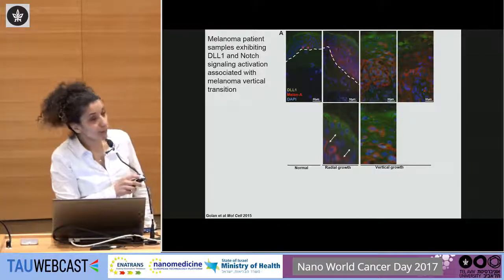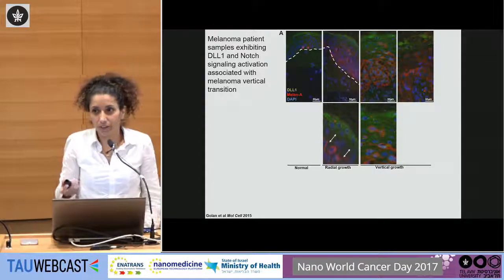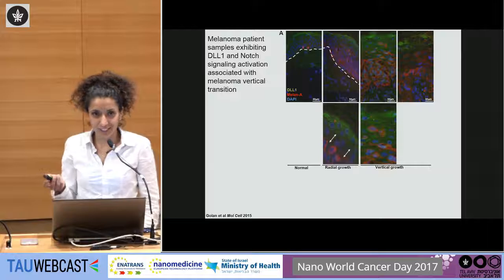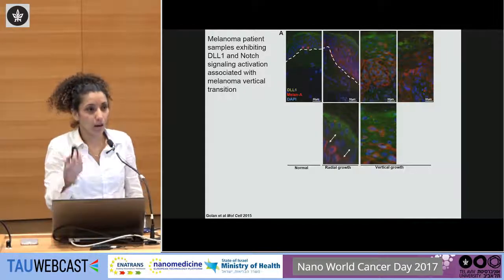Then we moved on to check all of our nice experiments in the lab to see whether it's actually happening in patients.